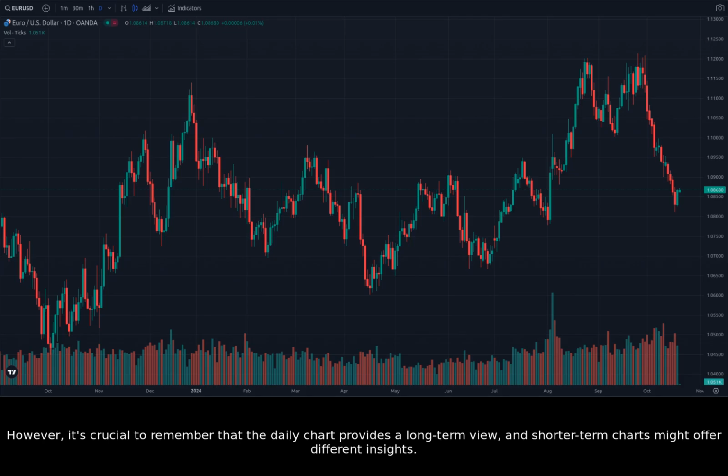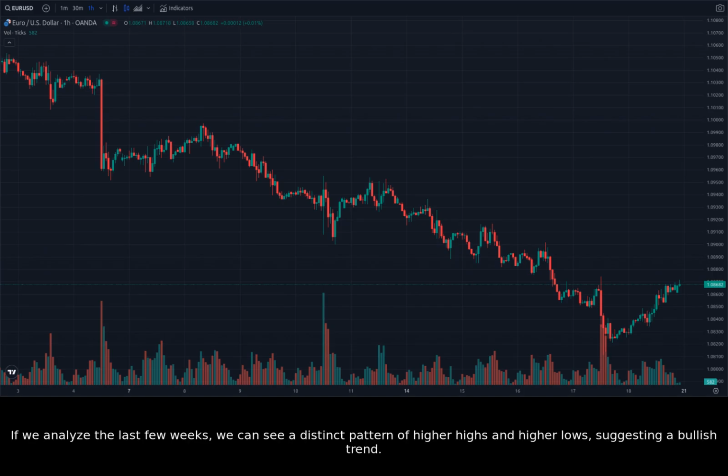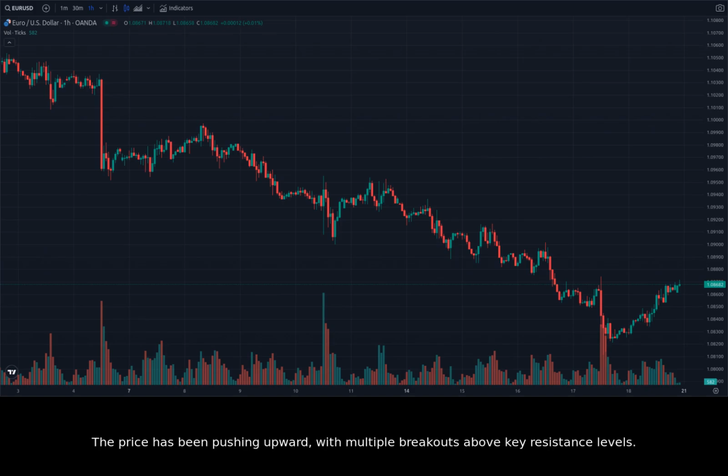However, it's crucial to remember that the daily chart provides a long-term view, and shorter-term charts might offer different insights. Now, let's zoom into the 1-hour chart to gain a better understanding of the shorter-term trends. If we analyze the last few weeks, we can see a distinct pattern of higher highs and higher lows, suggesting a bullish trend. The price has been pushing upward, with multiple breakouts above key resistance levels. The most recent break above the 1.08 level has been particularly significant, signaling a shift in momentum.